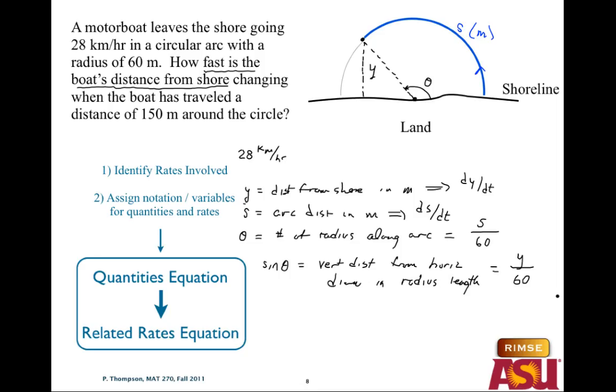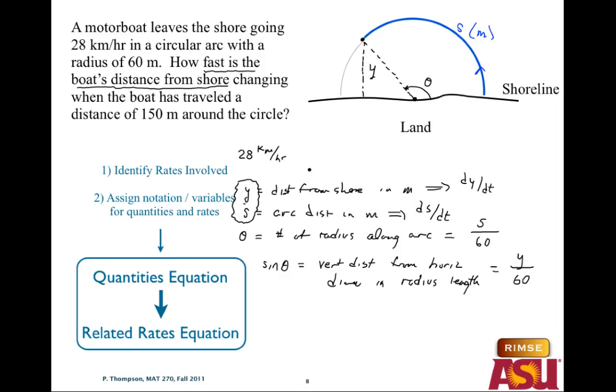Okay, so I've got some relationships here, and what do I need to do? I need to relate y and s. Because I want to relate dy/dt and ds/dt, I want to relate y and s. So we've got everything we need. How can I relate y and s using these two things in the easiest possible way? So what do I kind of want to get rid of? Yeah, so I want to eliminate theta, and I know that theta is s over 60.